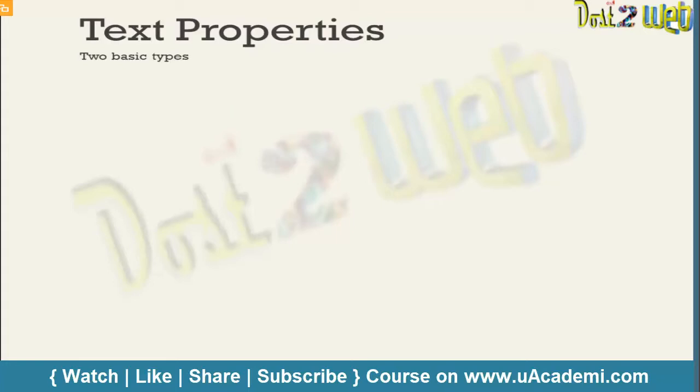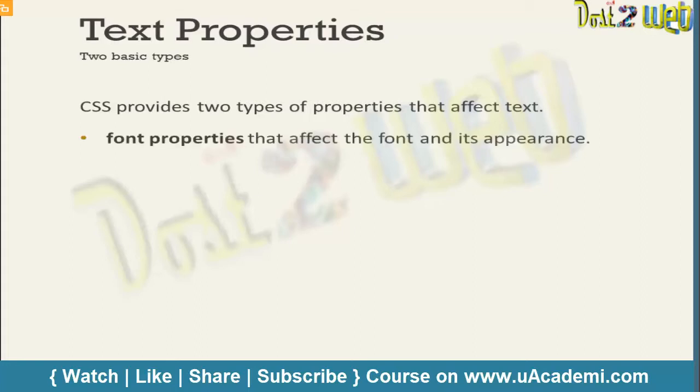Here are two types of basic text properties we have, and these text properties will affect the text. That means they give different styles to the text. The first one is called font properties. You can see here the font properties we have highlighted that affect the font and its appearance. For example, when you use Microsoft Word or Excel and want to change the font, you can just change the font properties however you want. The same way it will be here also. You can use the font properties to change the appearance of the font.